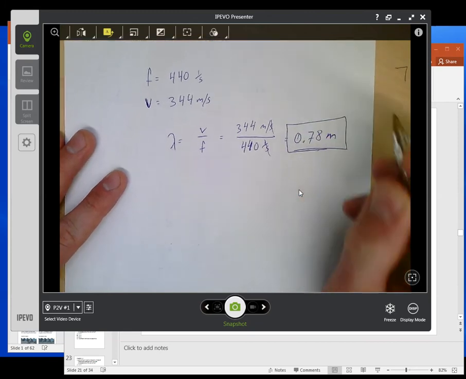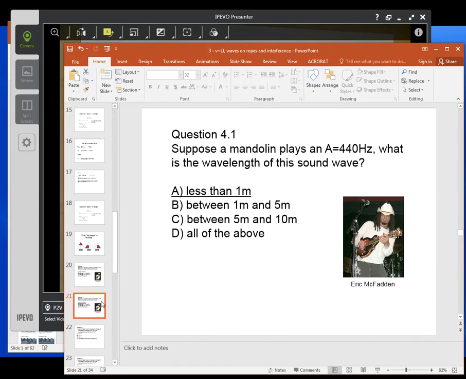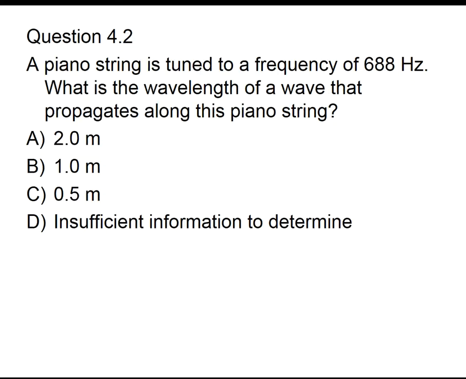So if you're getting comfortable with this, that's the goal. Even if it feels a little bit repetitive, we're going to repeat this a few times because I really think this is an important skill to develop here. So the length of the wave for that particular note, an A, which would be the middle A on a piano, is going to be 0.78 meters. All right, let's try another example.